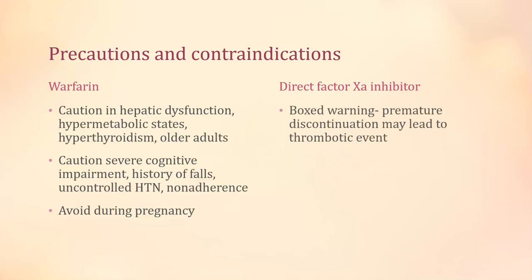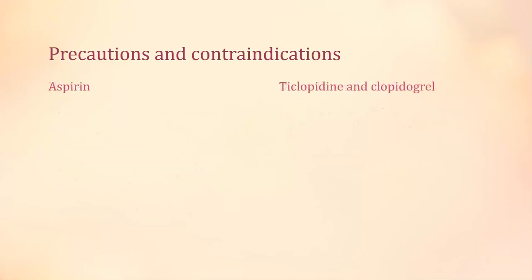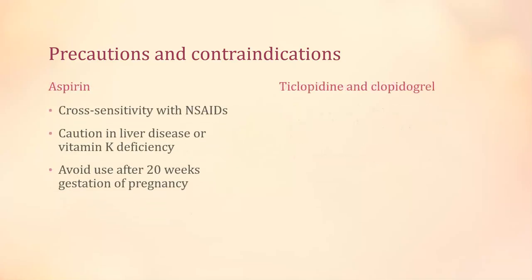Direct factor Xa inhibitors have a box warning. Premature discontinuation may lead to a thrombotic event. Some examples of that would be rivaroxaban, apixaban, and edoxaban. Some precautions with aspirin: there is a cross sensitivity with NSAIDs. Caution in liver disease or vitamin K deficiency. Avoid use after 20 weeks gestation of pregnancy.